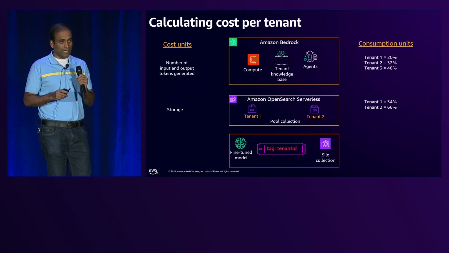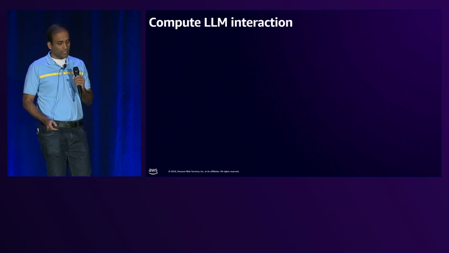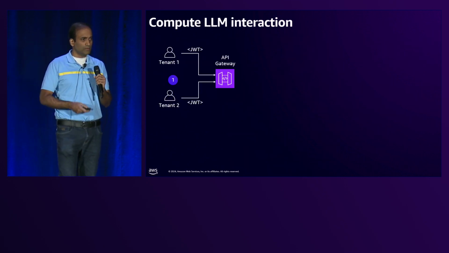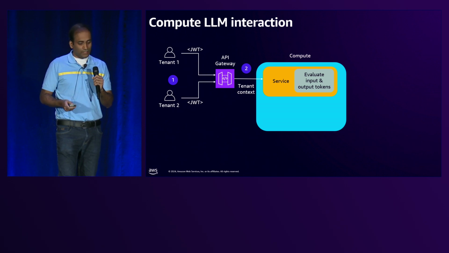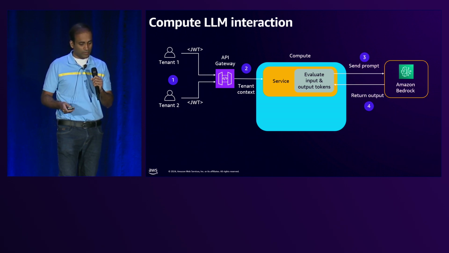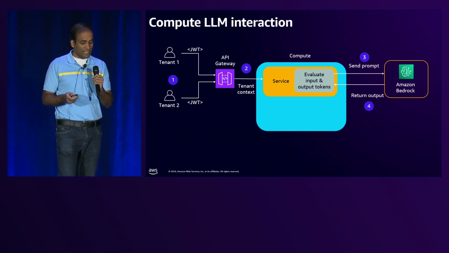you could capture the metrics with respect to when they are interacting with the large language model. To start off with, the compute. Let's assume multiple tenants are interacting with the API gateway. The request goes to the backend service, and this service would use some kind of an API to interact with Bedrock, and it gets back the response. If you are using a Converse API, the response which comes back from that Converse API will have the number of input tokens and output tokens generated for that particular interaction.